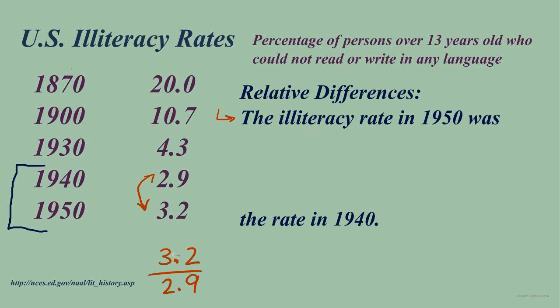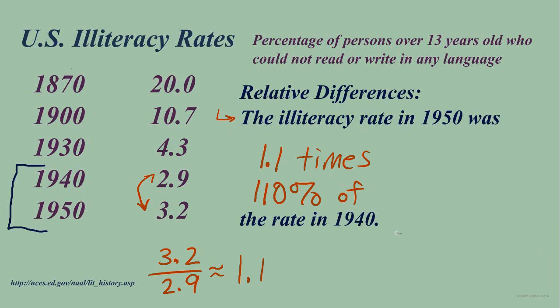So I'm starting it off: 3.2 over 2.9 equals about 1.1. So we could have sentences like, the illiteracy rate in 1950 was 1.1 times the rate in 1940. We could say the illiteracy rate in 1950 was 110% the rate in 1940, or 110% of the rate in 1940. These are each indicating that multiply by 1.1 to get from the rate in 1940 to the rate in 1950.